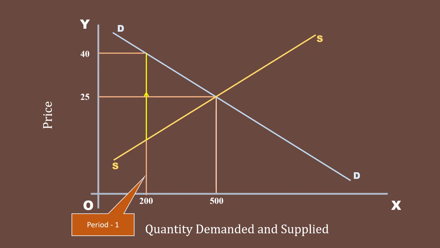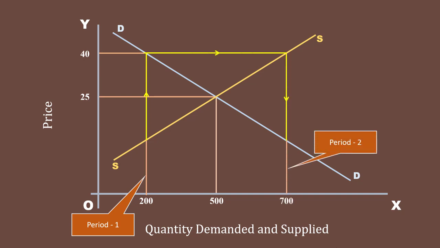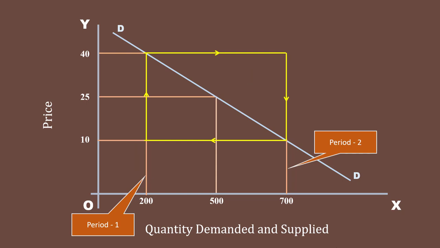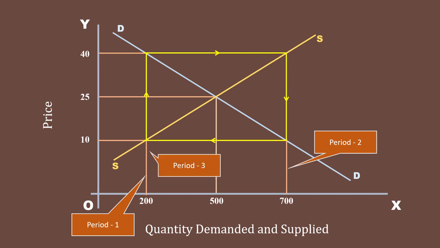Attracted by this high price, the farmers produce more and supply 700 units of wheat in period 2. But the buyers, who are guided by the demand curve DD, buy 700 units of wheat at 10 rupees. The farmers, whose behavior is governed by the supply curve SS, supply 200 units in period 3 at price 10. Again, the buyers buy this output by paying as high a price of 40 rupees. Price being 40 rupees, farmers produce 700 units in period 4.